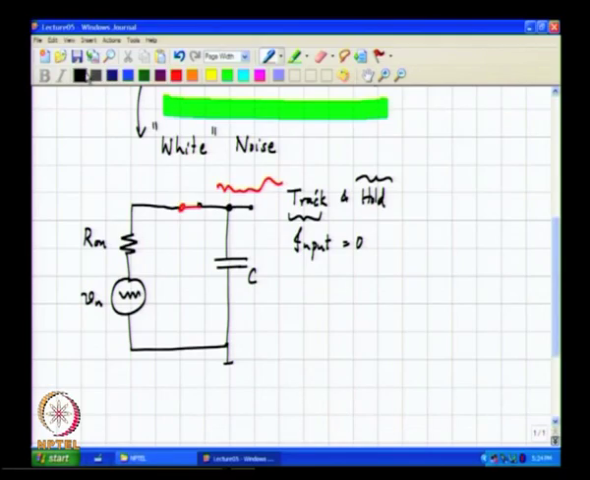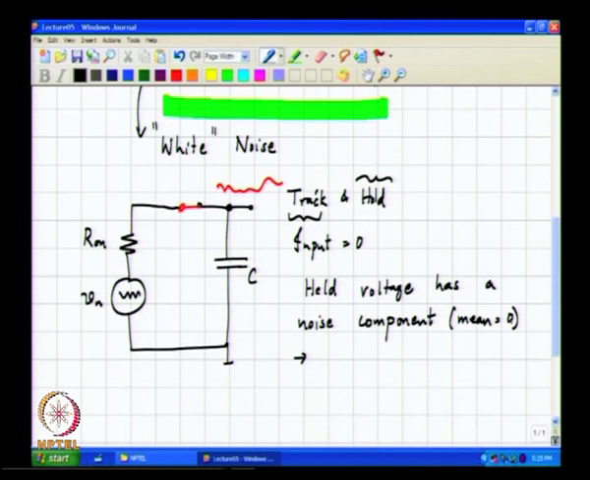It has to be 0. Is that clear? Okay. So, in other words, what we have seen now is that the held voltage has a noise component whose mean is 0, correct.